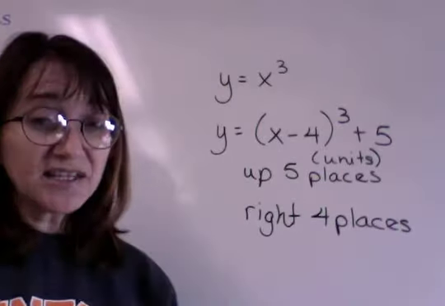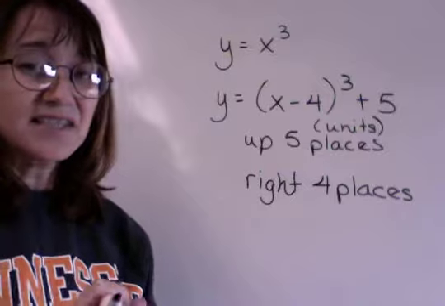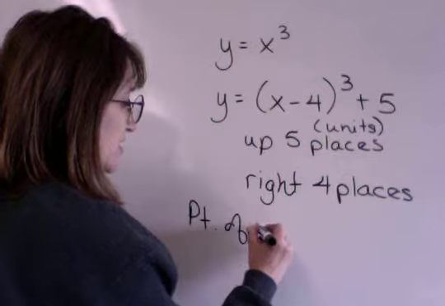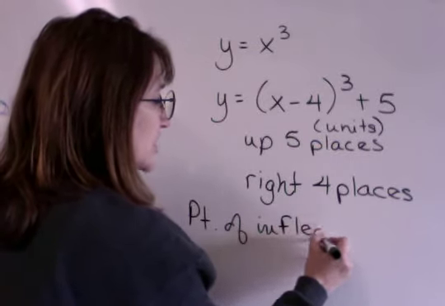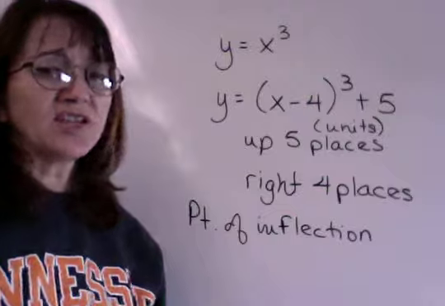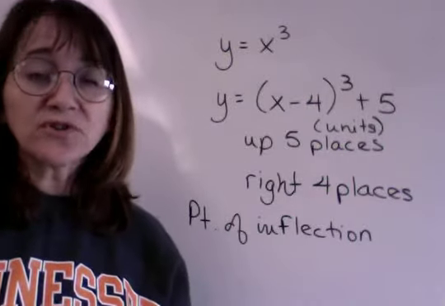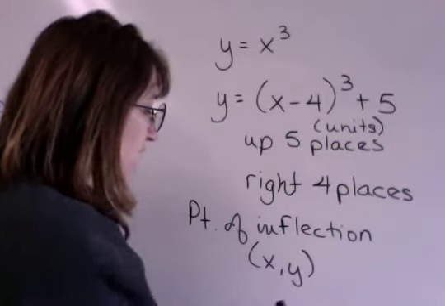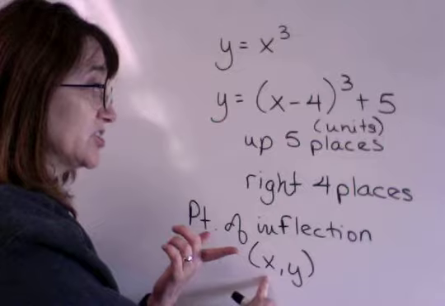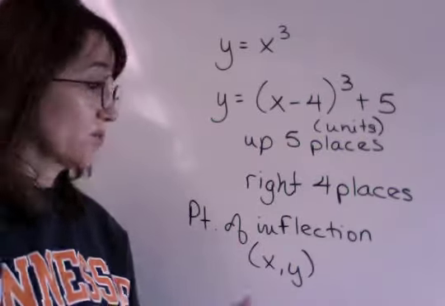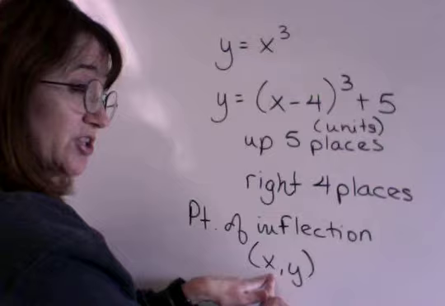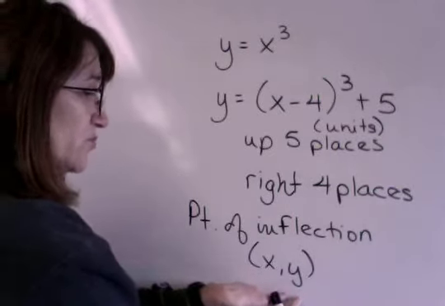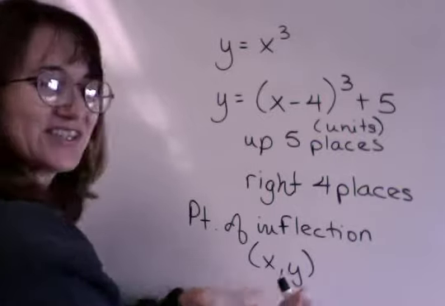Then what they're going to ask you about cubed functions is basically what is the point of inflection? The point of inflection would be very similar to the vertex of a parabola. It's basically looking at what's the x and what's the y. What's the point of the translation where it shifted? So this is pretty much saying, how did it shift right to left? How did it shift up and down?